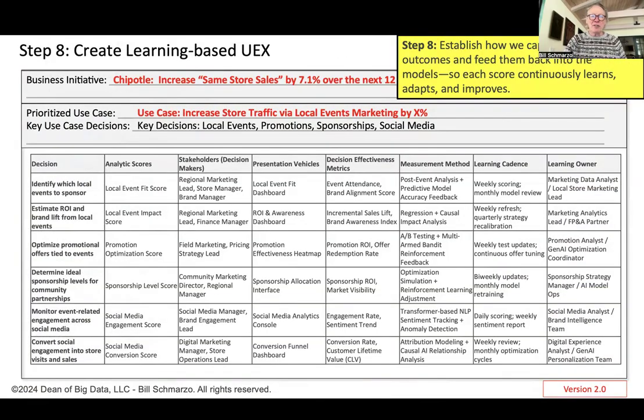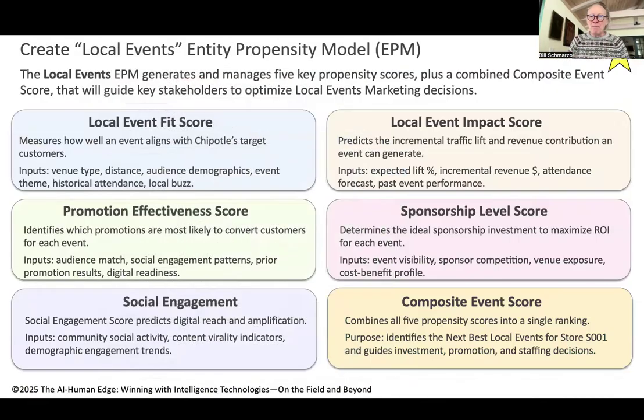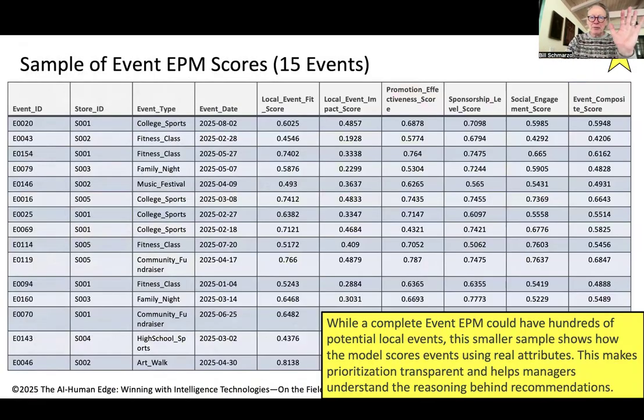So out of this process, we identify 5 major analytic scores, or propensity scores. These propensity scores are going to be housed in our local events entity propensity model. And these scores, the local event fit, local event impact, promotional effectiveness, right? These are all the scores that the stakeholders are going to use to support those key decisions they're trying to make. And the entity propensity model looks like this, right?